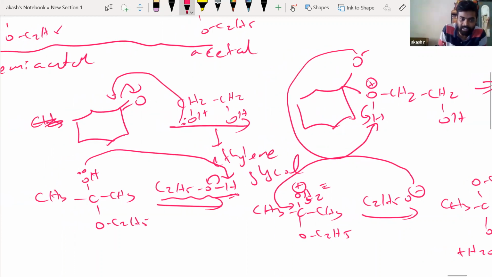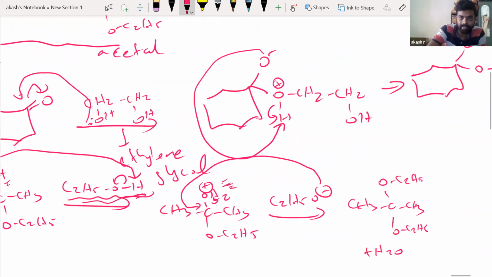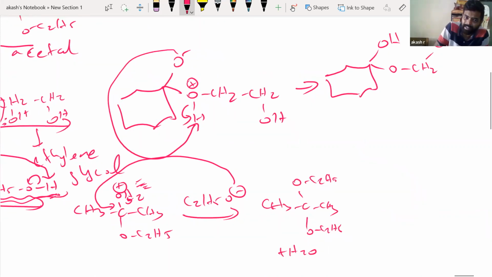We directly write C2H5O minus attacking that, and OH minus leaves. But if you look into that very carefully, it is first the H plus coming from alcohol that will be taken up by this OH, and that is going to become OH2 plus, and then the C2H5O minus attacks. That's exactly how it should happen. Now, if that's the case, people, can I write it like this way?